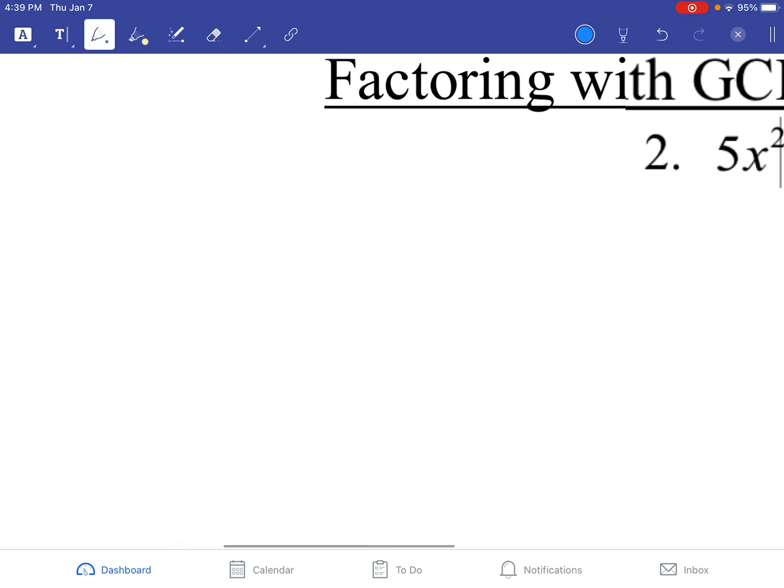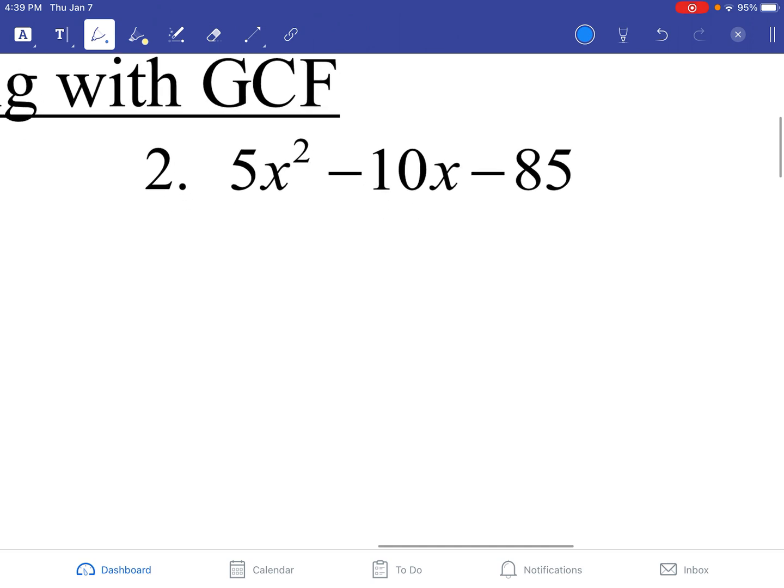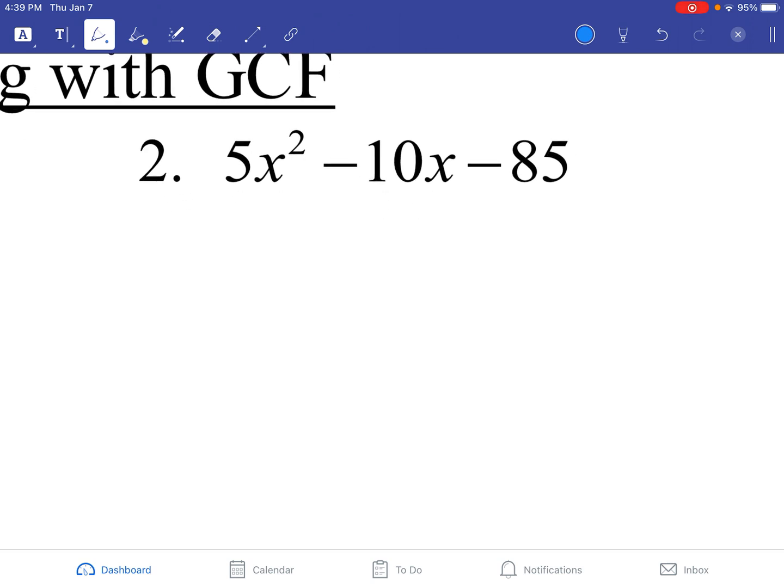Looking at number 2. Number 2 looks like you can take a greatest common factor out and then factor something again. So let's see how that works. All right, so we have 5, 10, and 85. It looks like we can take out a 5 out of everything. If we do that, we have 5, and then left over, we have x squared. Negative 10 divided by 5 is negative 2x. And negative 85 divided by 5 is negative 17.